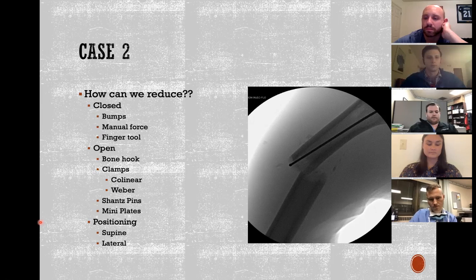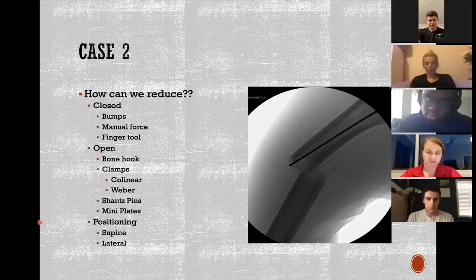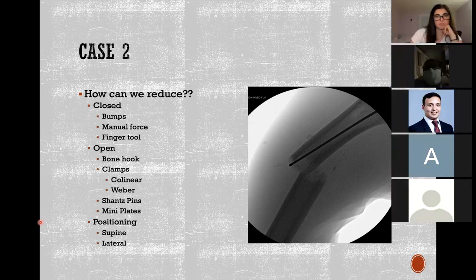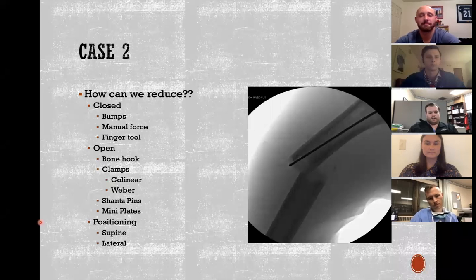In some cases, particularly if you have a butterfly fragment or something that you can get a good fracture read on, you may do an open reduction through a lateral approach. You can use different tools to essentially reach to the medial aspect of the femur and reduce the fracture on the AP deformity. And then you also have clamps that are either collinear or Weber clamps to help align the fractures so you can pass your guide wire down to the distal fragment.